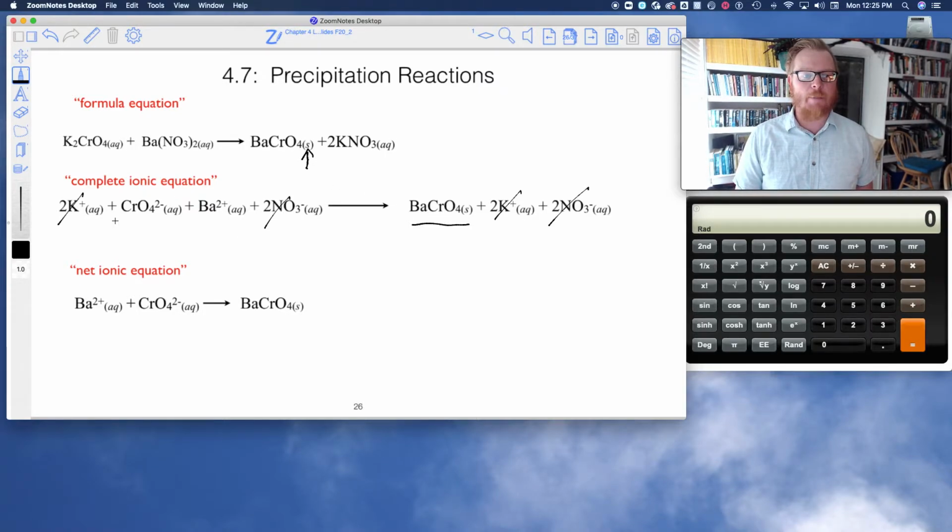And then now look what happens. What remains when I do this process is the net ionic equation. The net ionic equation, look, all the spectator ions are gone. And now we only see what I like to call the action. The net ionic equation tells us the action that happened. It tells us about the chemical reaction that took place, okay?